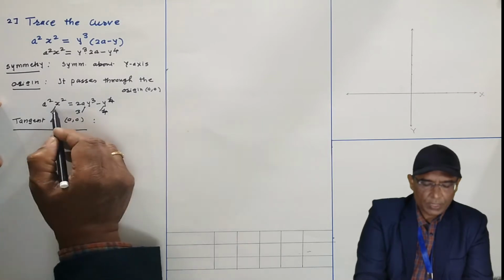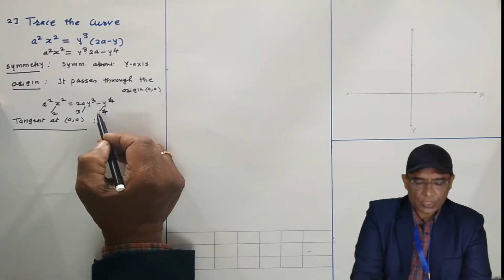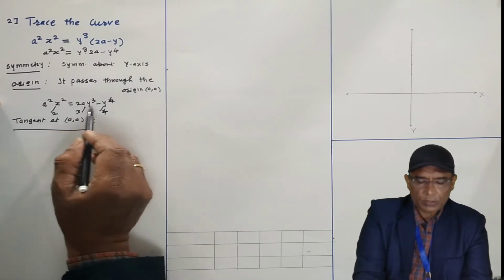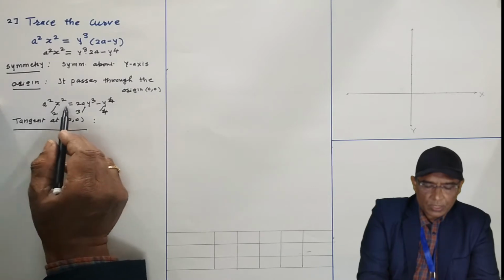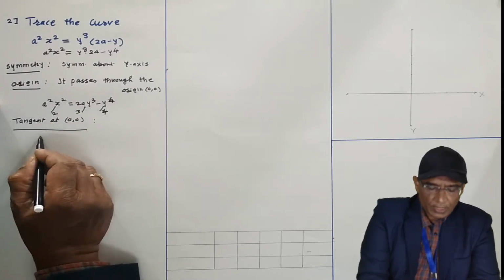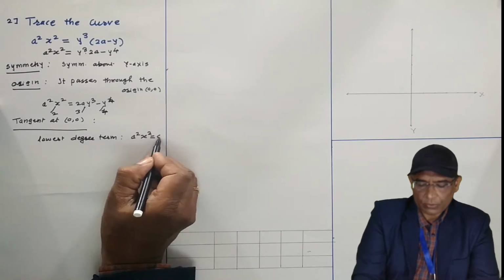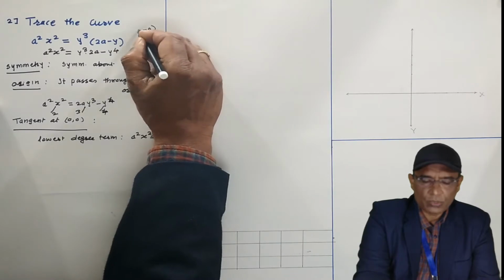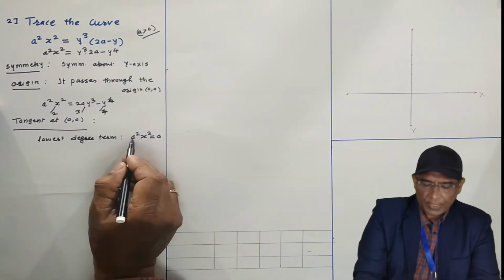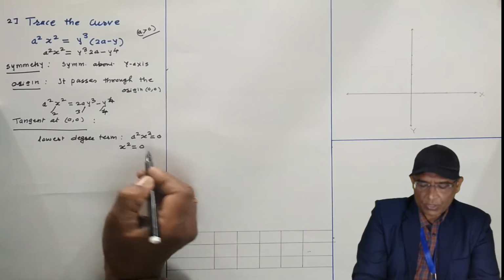The degree of this term is 2, of this term is 3, and of this term is 4. We have to consider the degree of variables only. Now the lowest degree term is a²x², and we have to equate it to 0. Here in this curve, a is greater than 0, that is given to you.